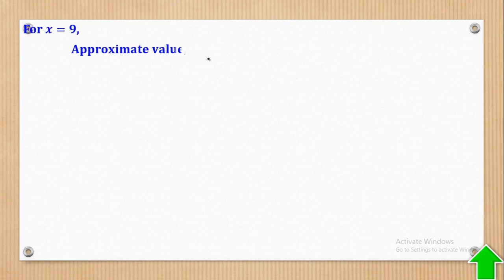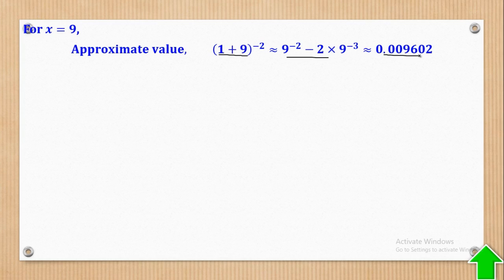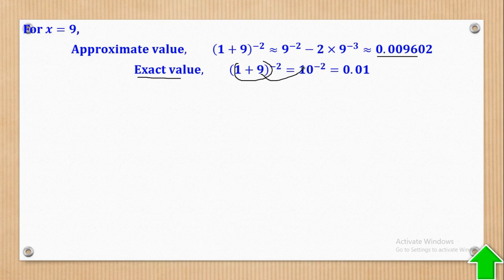So let's start with the approximate value. Approximate value gives you this, which is approximately equal to that. They didn't specify, so here you use 6 decimal places because they didn't specify. Then the exact value is this one. Now here it is 10 to the power negative 2. Use the calculator, will come up with this.